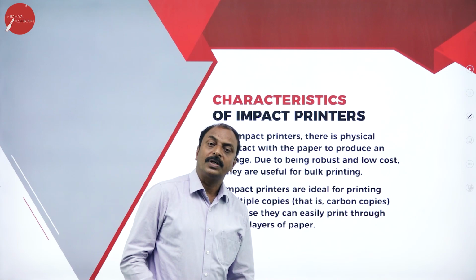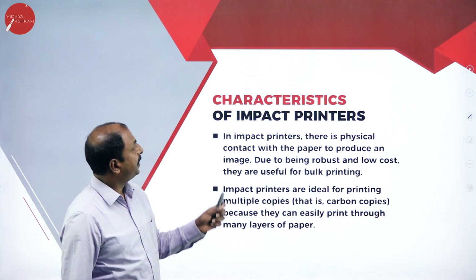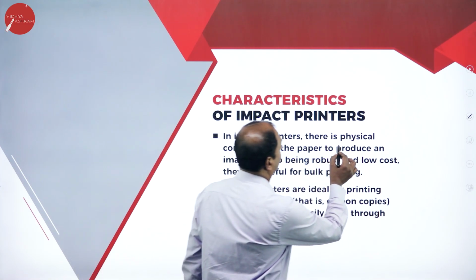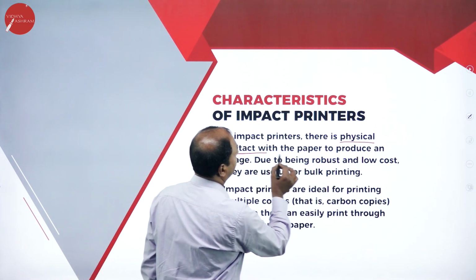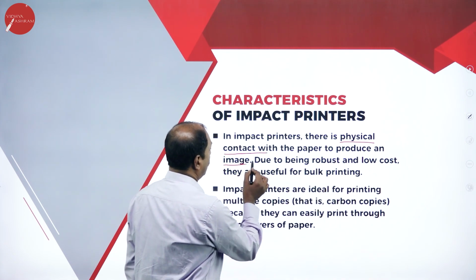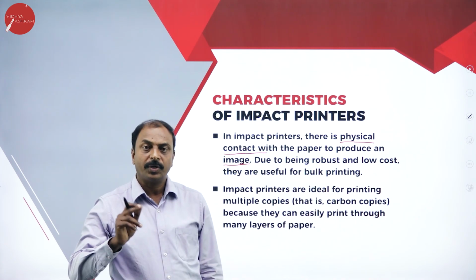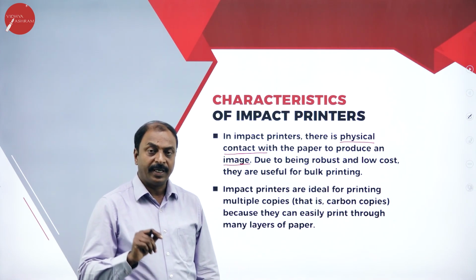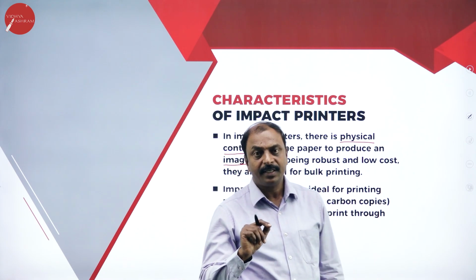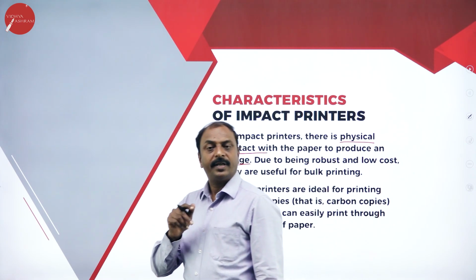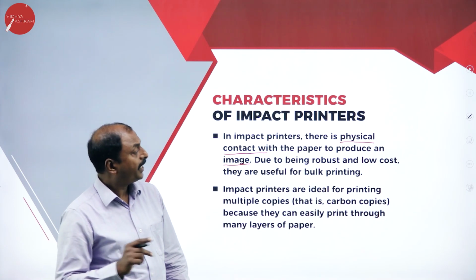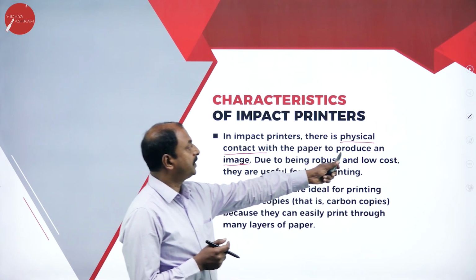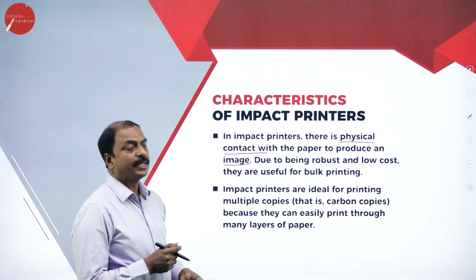Now let us see the characteristics of impact printers. In impact printers, there is physical contact with the paper to produce an image. To get an impression on the paper, the pins in the print head directly hit the ribbon. So there is direct contact between the print head and the paper. That is one of the characteristics of impact printers.